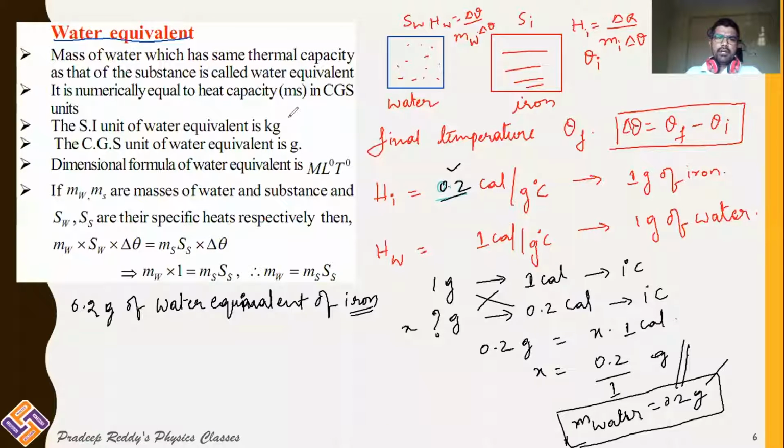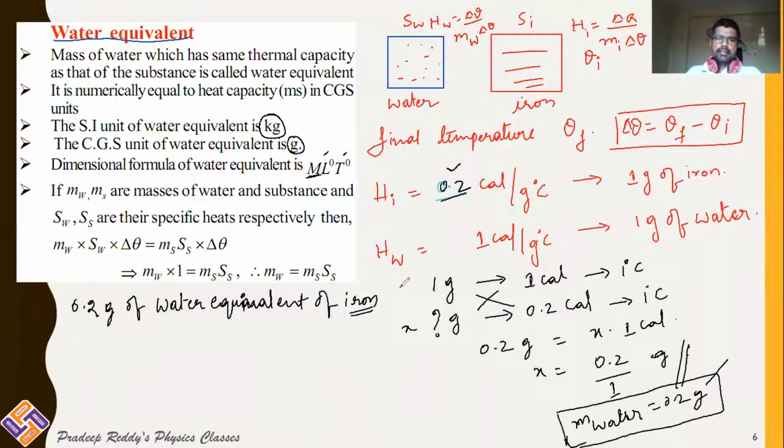The SI unit of water equivalent is kg and the CGS unit of water equivalent is gram. The dimensional formula for mass of water is M, that is M L power 0 T power 0, because it is only mass.